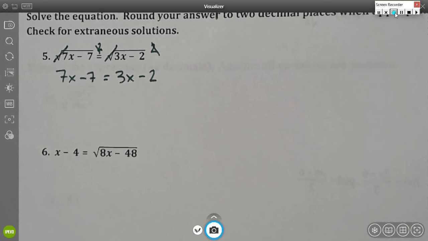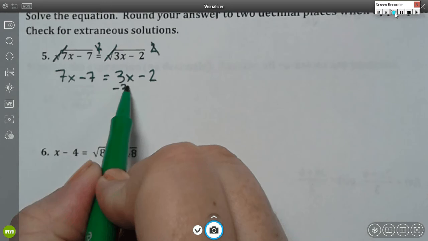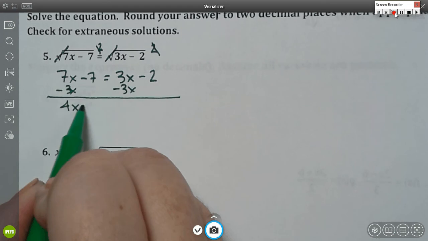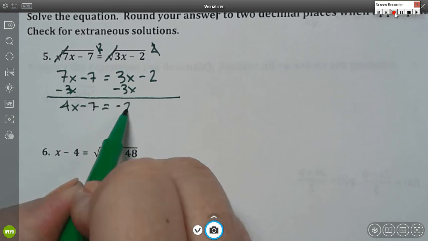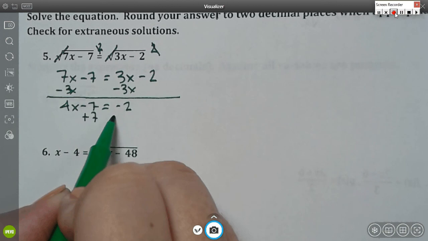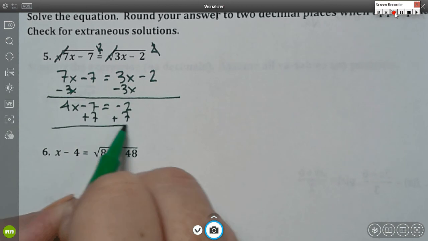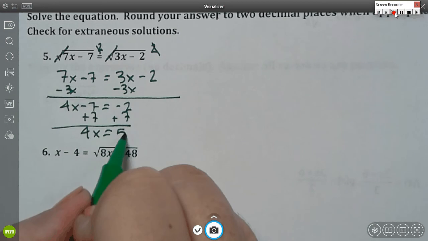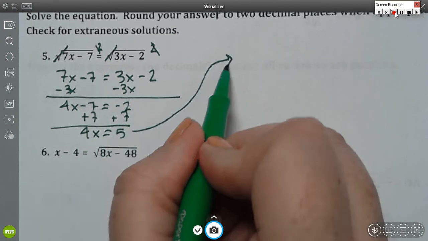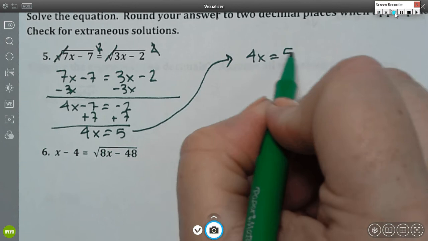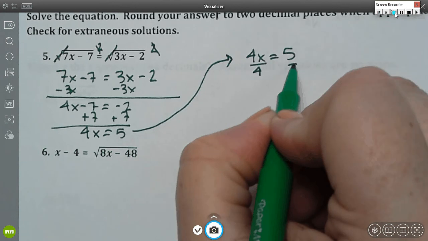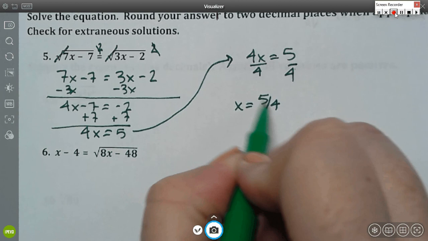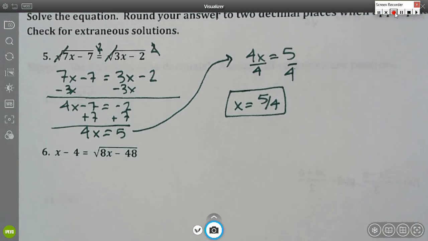I'm going to gather my x's together. I'm going to subtract 3x from both sides. I get 4x minus 7 equals negative 2. Add the 7. 4x equals 5, and I'm out of room here. So if 4x equals 5 and I solve for x, then I find out that x equals 5 over 4. Okay?